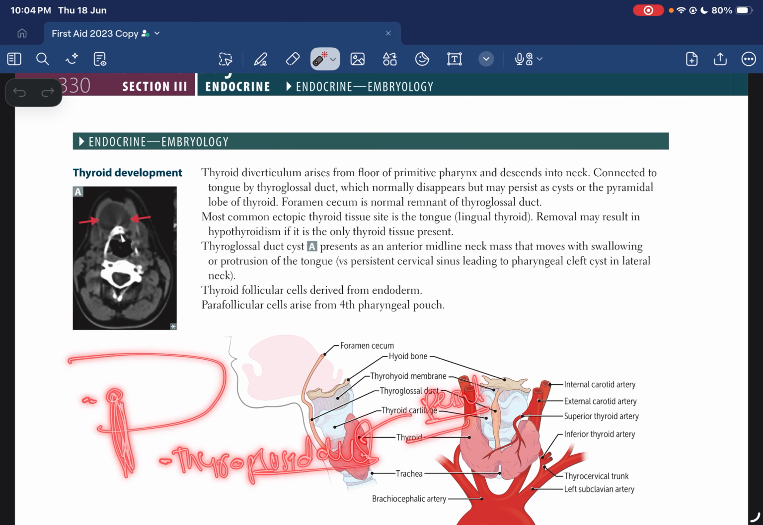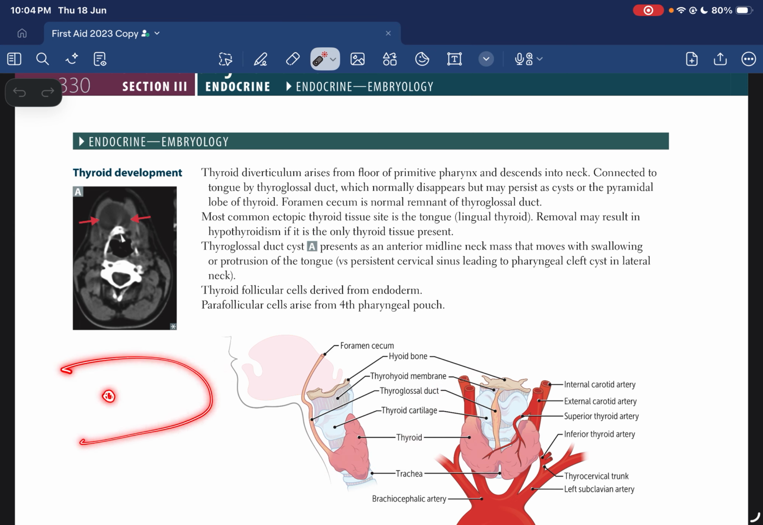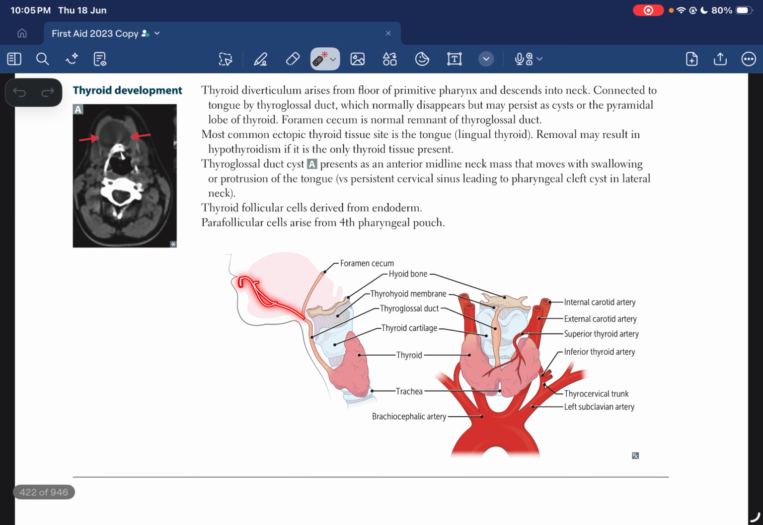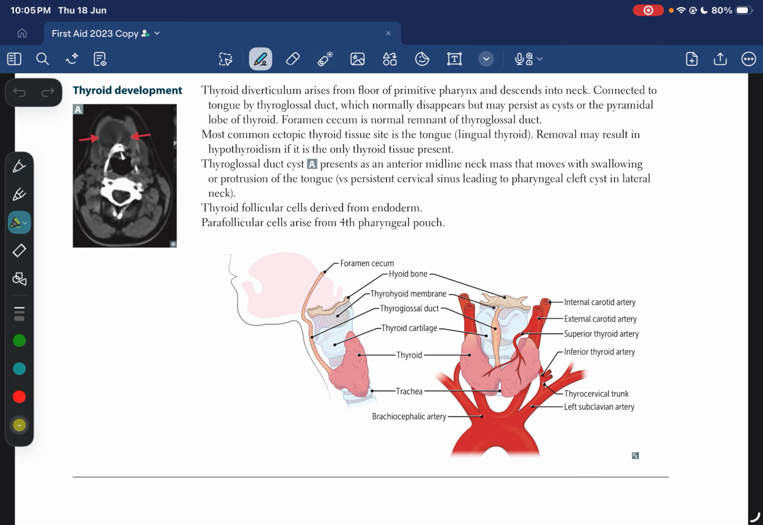Eventually, when it obliterates, there's the foramen cecum, which is found at the junction of the anterior 2/3 and posterior 1/3 of the tongue. So this is the point where the thyroglossal duct is present, and it then descends from the base of the tongue to the anterior part of the neck. It may persist as a cyst or a pyramidal lobe. So there are two ways it can persist: one is the thyroglossal cyst, and the second is the pyramidal lobe. Foramen cecum is the normal remnant of the thyroglossal duct.